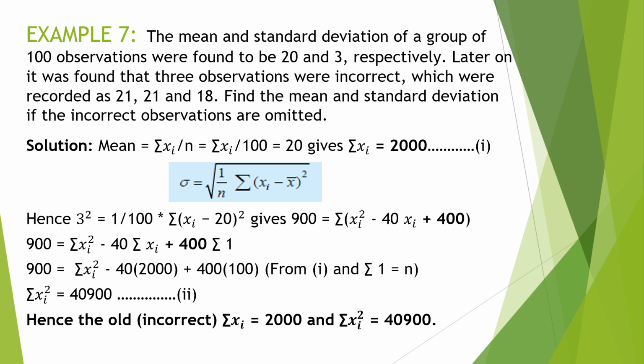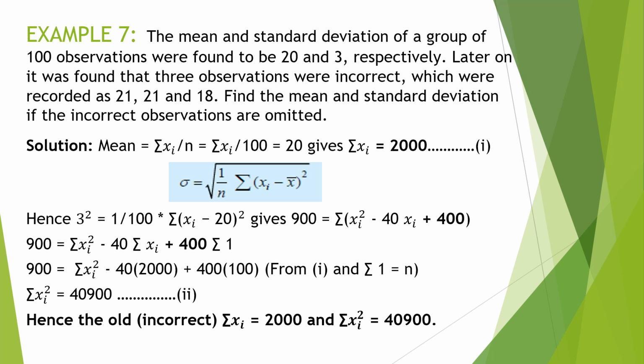Omitted means removed. First thing is mean: sigma xi upon n. Total how many observations? 100. So n is 100. This mean is given to us as 20. So first equation we get is sigma xi is equal to 20 into 100, which is 2000. Formula for standard deviation: root of 1 upon n sigma (xi minus mean) whole square. And when we take the square of that, we get variance.